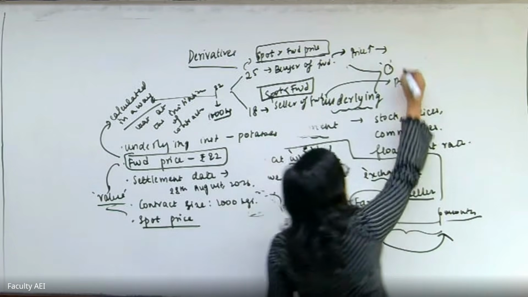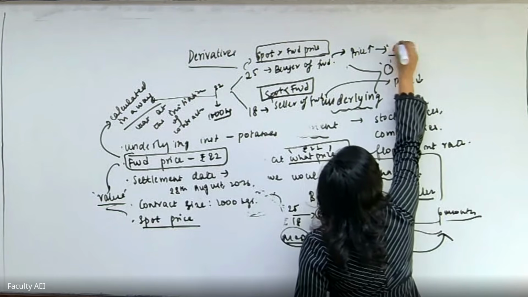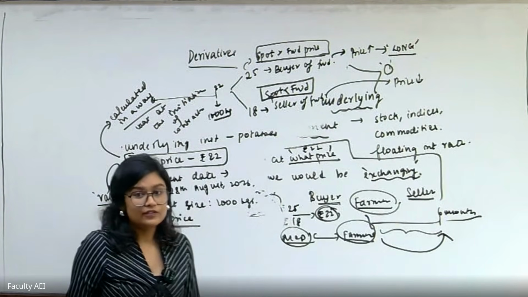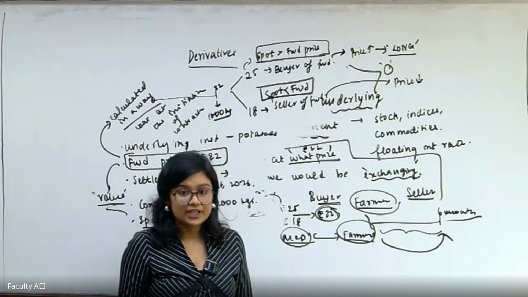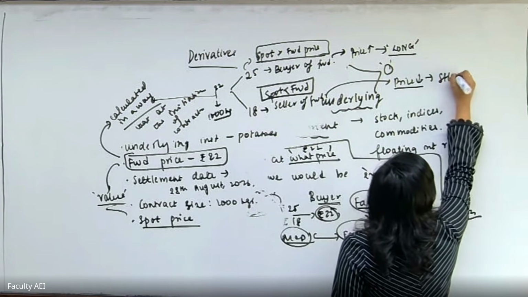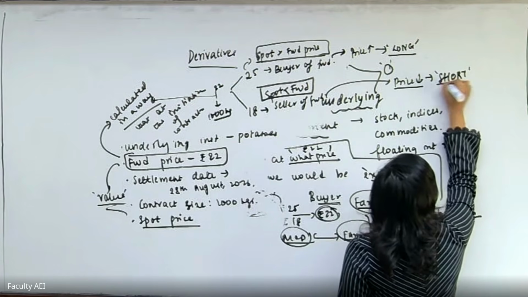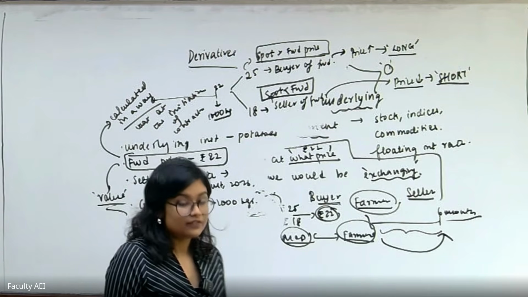So the buyer of the forward contract is long for that asset. The buyer of the forward contract here is long in the potatoes, has a long position in the potatoes. The seller of the forward contract has a short position. That is, they benefit if the price of the underlying instrument falls.